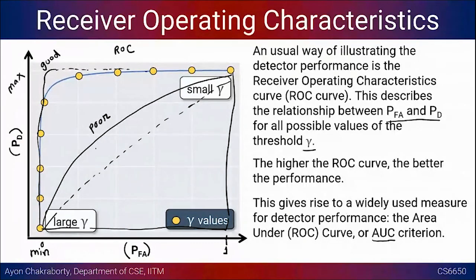If the area under the ROC curve is higher for a certain detector, of course that is a better detector compared to one with a lower area under the ROC curve. So this is as much as I wanted to cover today. This is about event detection and how to develop a formal framework for doing event detection.